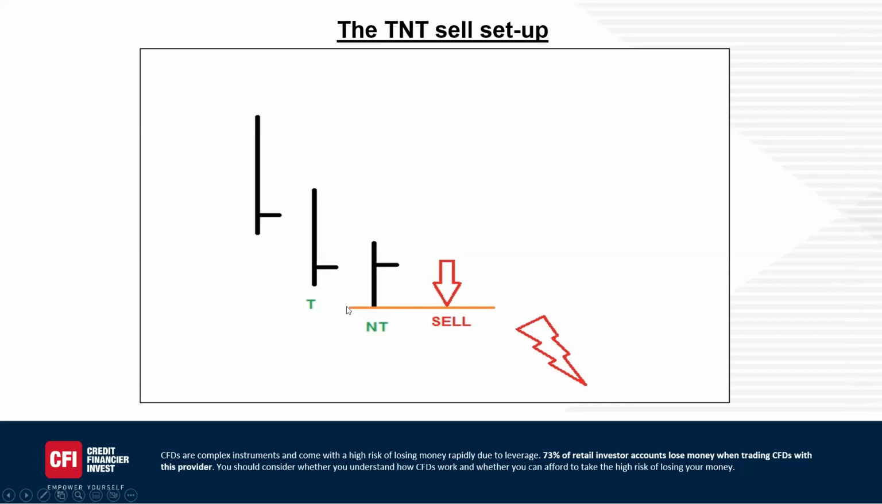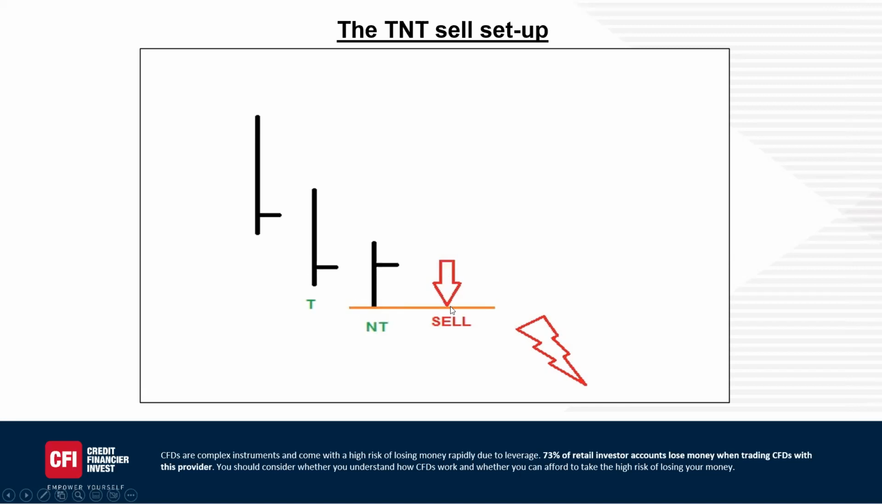Now I'm looking for a non-thrust bar, which is what occurred here. The market broke through the previous session's low, but by the end of the session, the market did not close below that low. So we've got a non-thrust situation. Thrust followed by non-thrust is TNT. So we have a bearish TNT setup in place. Trading strategy wise, I'm putting a sell stop just below the NT bar. We could call it the TNT bar.